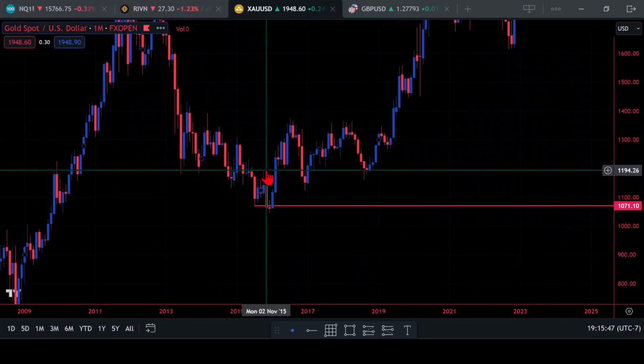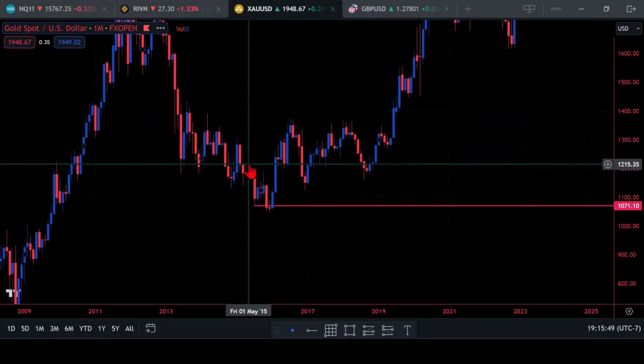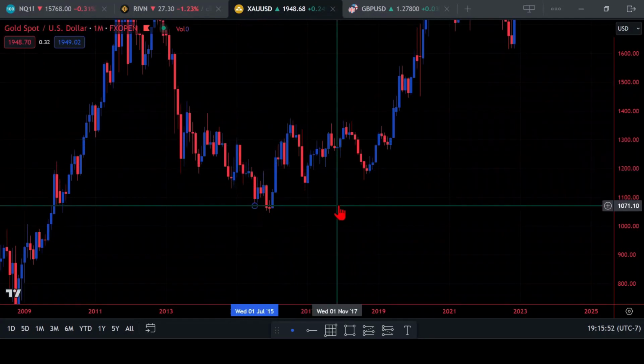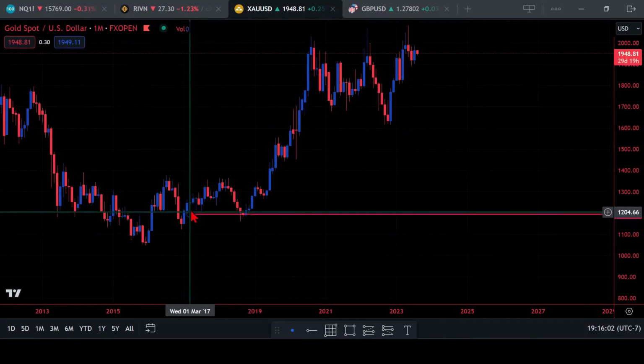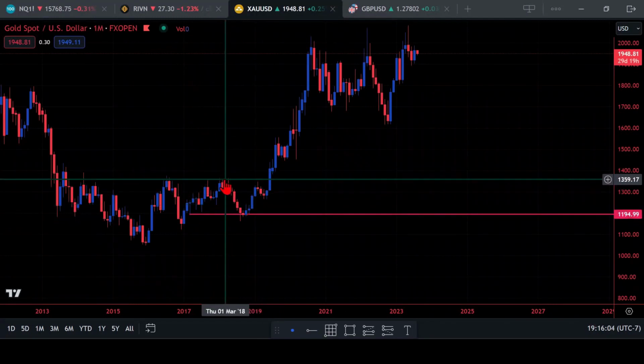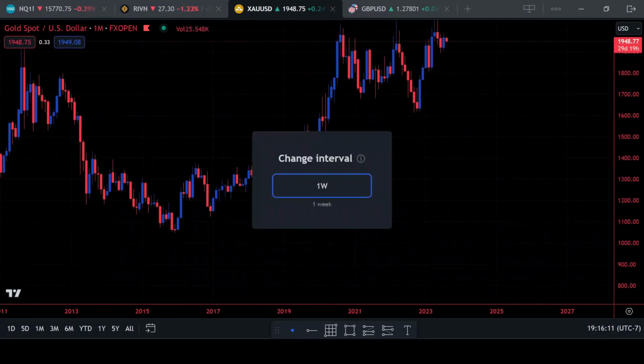What is liquidity candles on this chart? These long wicks are liquidity waiting to get filled. So this is a sweep of liquidity, then it targets this liquidity. Now we're going on the weekly now.